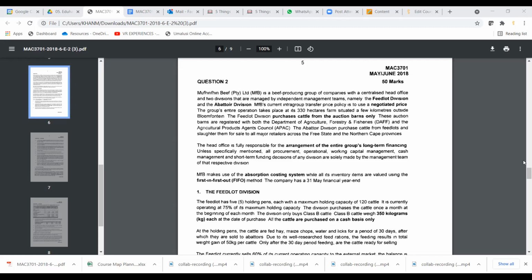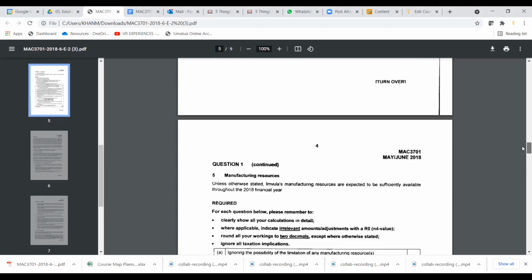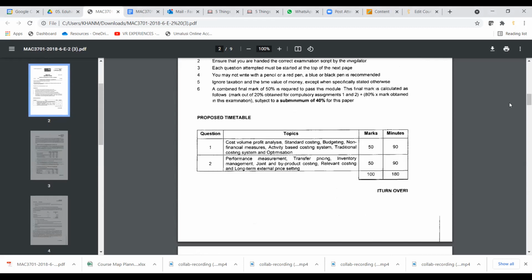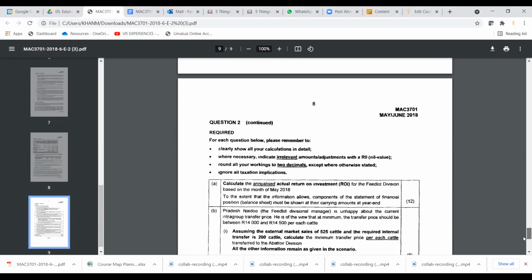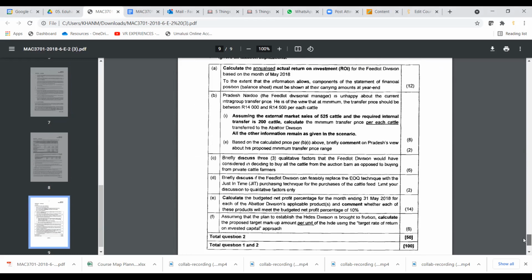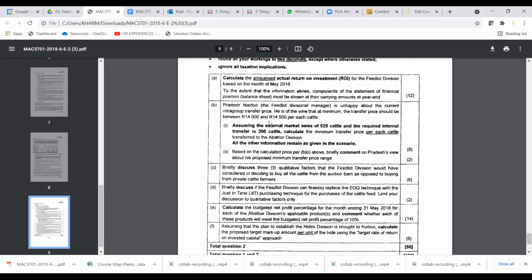So if you have a look over here, you can see joint and byproducts is mentioned as a topic within question 2. But if you go to the required of question 2, there's no question that specifically asks you to work out the joint costs. However, within part B, I think I just quickly scanned it. I think within one of the two questions, yeah, I think it was this one.